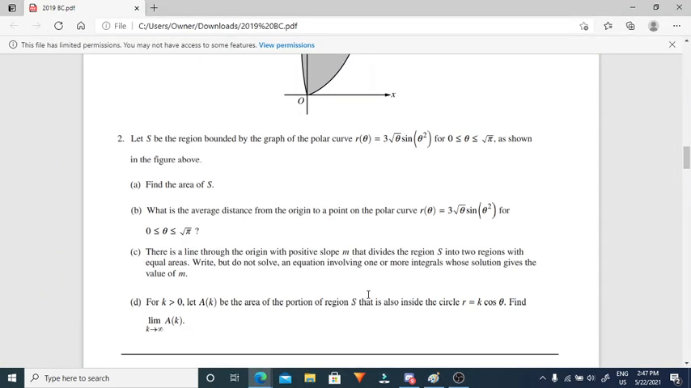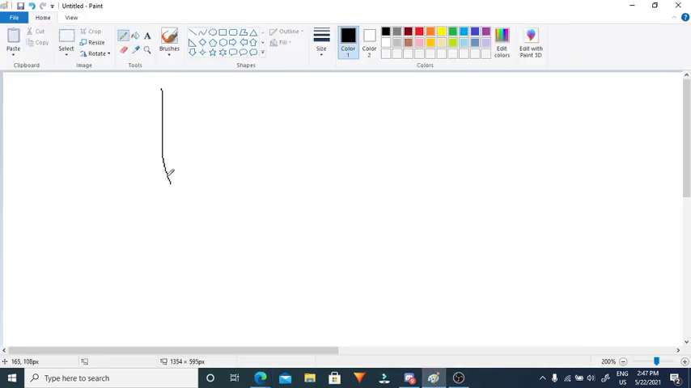Moving on to part C. There is a line to the origin with positive slope m that divides the region S into 2 regions with equal areas. Write but do not solve an equation involving one or more integrals whose solution gives a value of m. First of all, when it's talking about this positive slope m, that's referring to a straight line, like this. We have our graph, and then this is going to be a straight line. So m is referring to the rise over run of this line, the slope of the line, right?